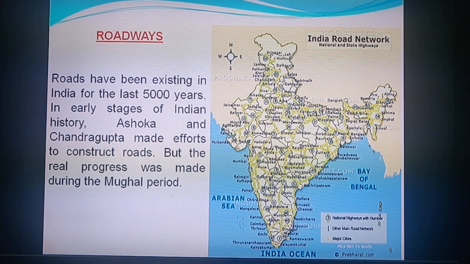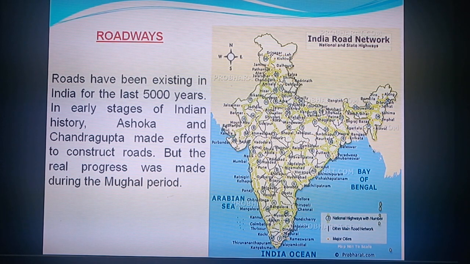They are built and maintained by the central government. So we have two types of governments: the central government and the state government. These national highways and highways come under the central government. Then what about the state government? The state government builds state highways. So state highways come under the state government.